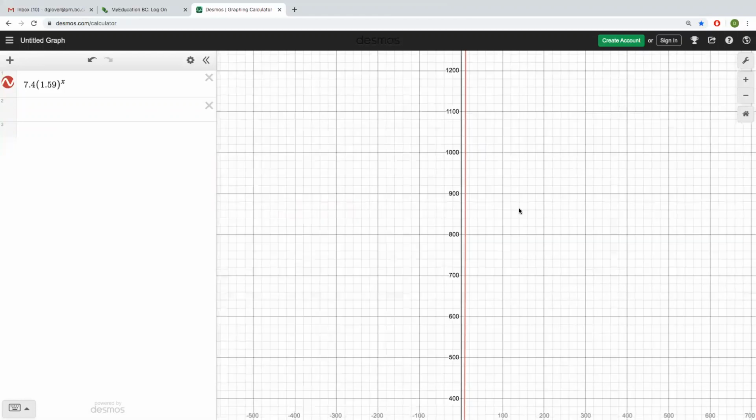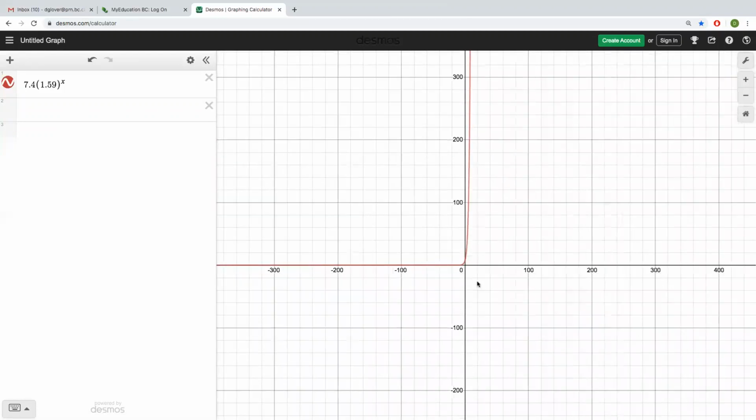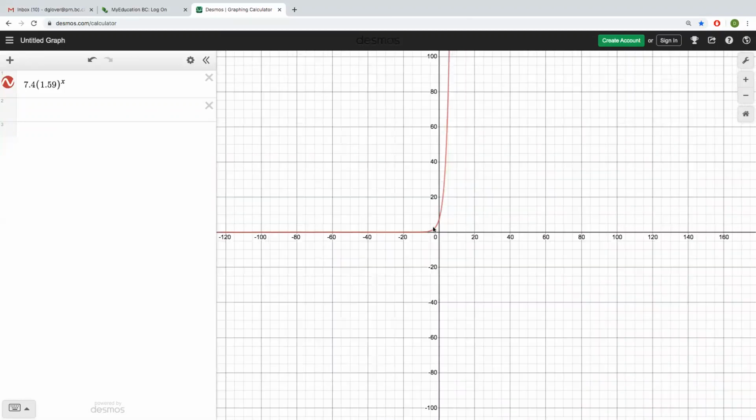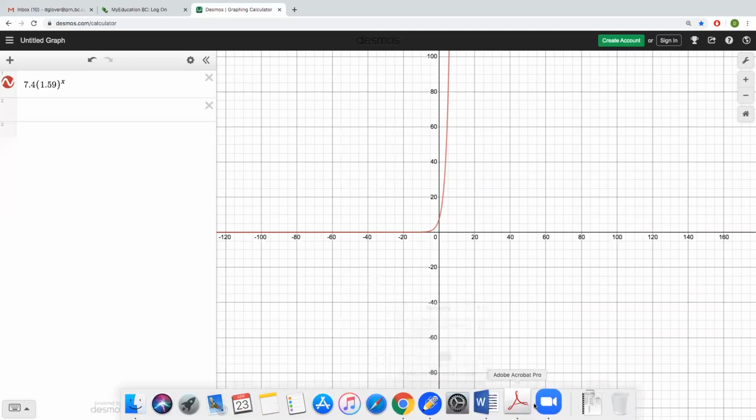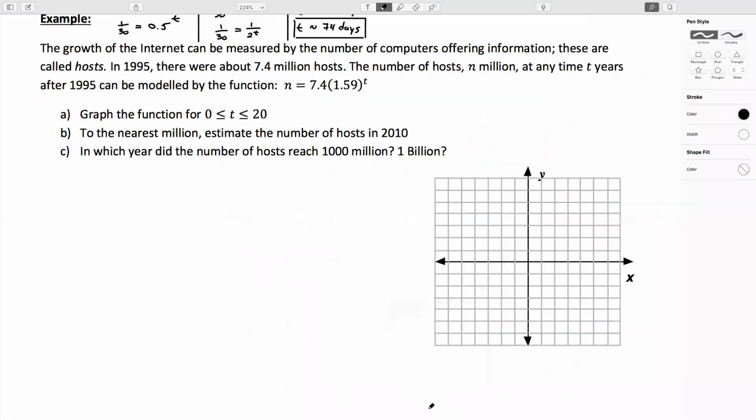So it's a very, very rapidly increasing function. It goes almost straight up if we're going from 0 to 20. And we won't be able to see 20 unless we change our scale to be very, very large. So if we're going to graph this from 0 to 20, our graph is effectively going to look like this.